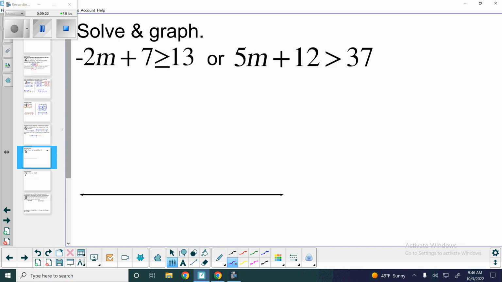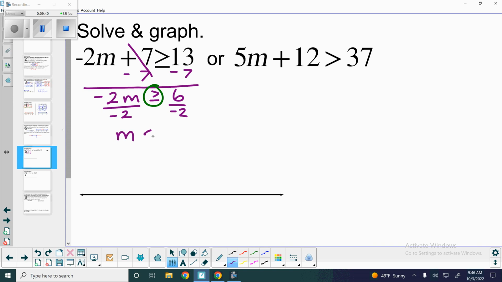So I'm going to start out here with this first one. -2m plus 7 is greater than or equal to 13. I'm going to subtract 7. That's going to give me -2m is greater than or equal to 6. And then I'm going to divide by -2. Now, don't forget the rules that we learned. Dividing by a negative is going to change our inequality. So m is now going to be less than or equal to -3.